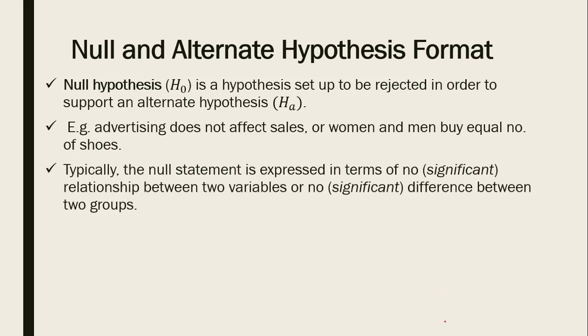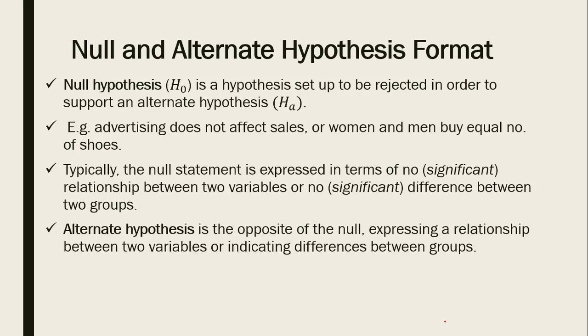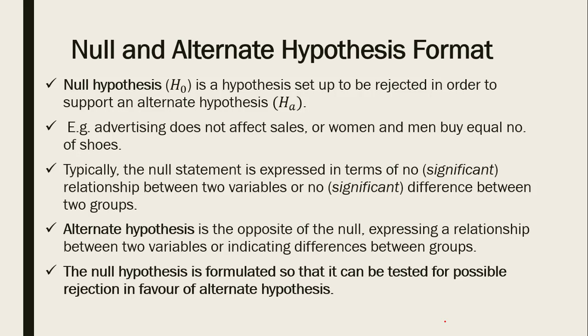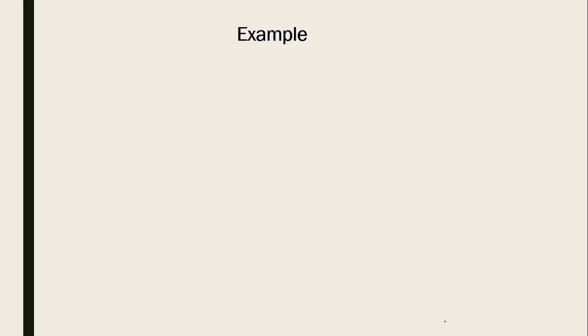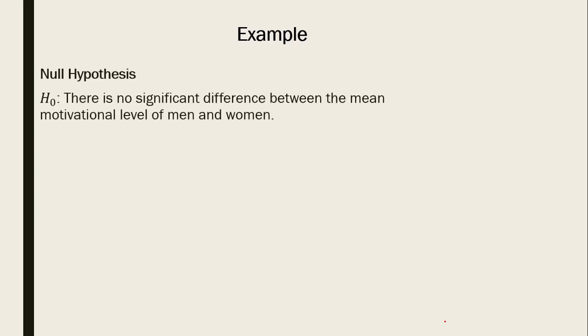Always remember, the null statement is expressed in terms of no significant relationship between two variables or no significant difference between two groups. The alternate hypothesis is the opposite of the null hypothesis, which expresses a relationship between two variables or indicates the difference between two groups. You should always remember that null hypothesis is formulated so that it can be tested for possible rejection in favor of alternate hypothesis.